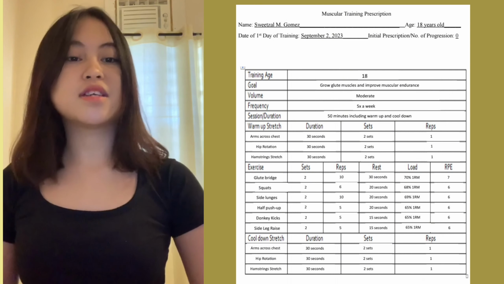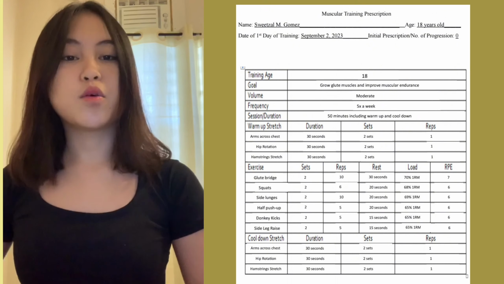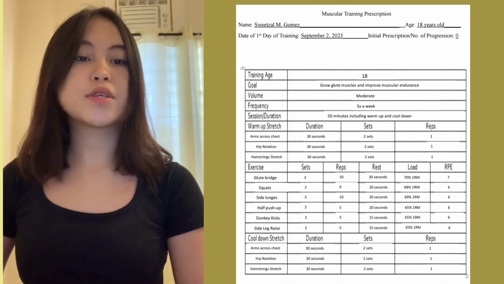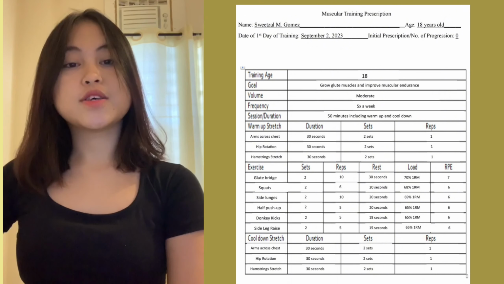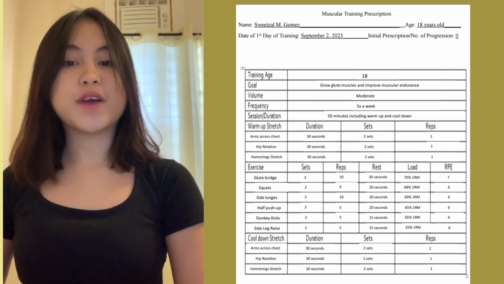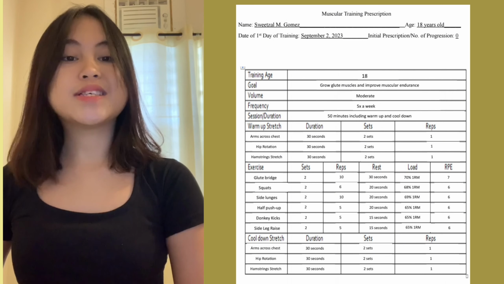Next is the squats. I only did 6 repetitions with 2 sets and a 20-second rest. The load for that is 68%, and the perceived exertion for me is 6. The side lunges, I did 10 repetitions with 2 sets and then a 20-second rest. The load for that is 69% and the RPE is 6. Fourth is the half push-ups, which I performed for 5 reps with 2 sets and a 20-second rest. The load is 65% with an RPE of 6.